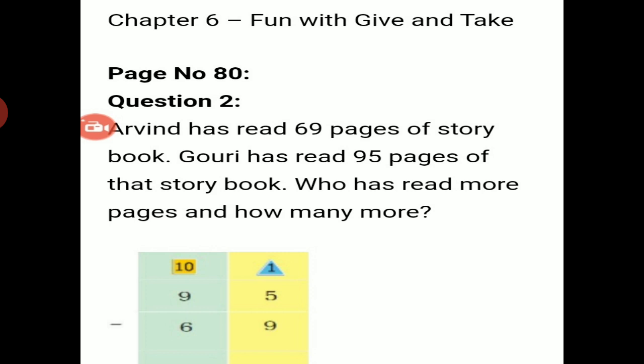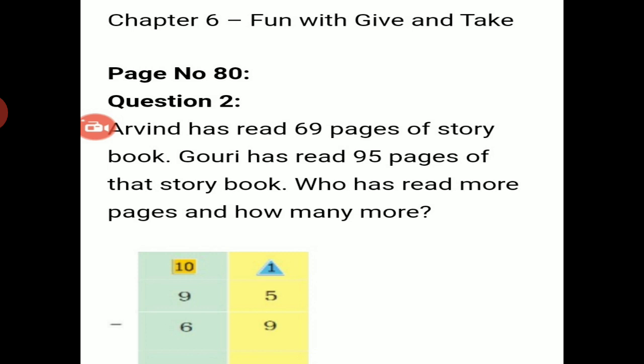Now here Arvind and Gauri have read books. You have to tell who has read more pages. 69 and 95. Obviously 95 is more. But how many more pages has she read? For this you have to do subtraction. And in subtraction you have to remember, always subtract the smaller number from the greater number. So 95 minus 69.